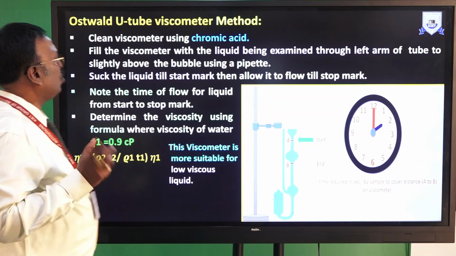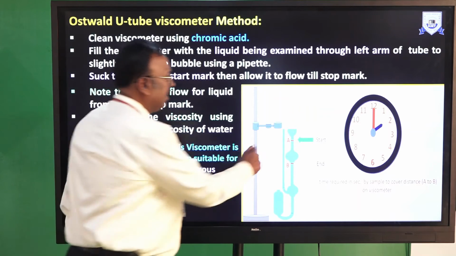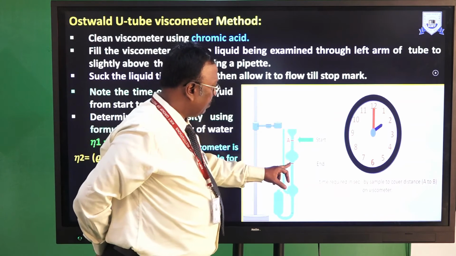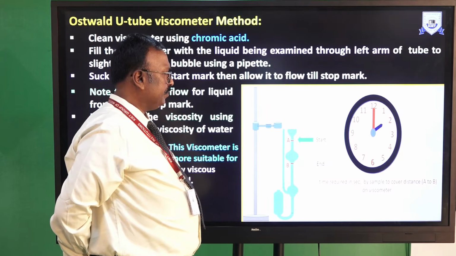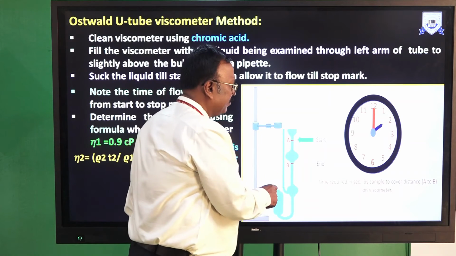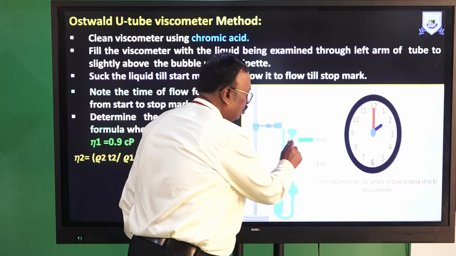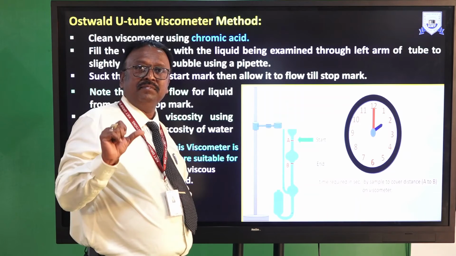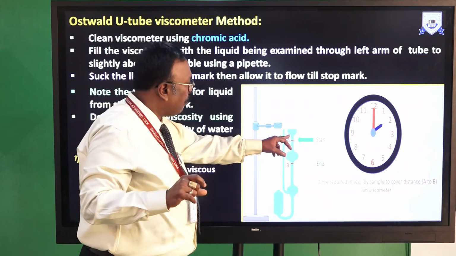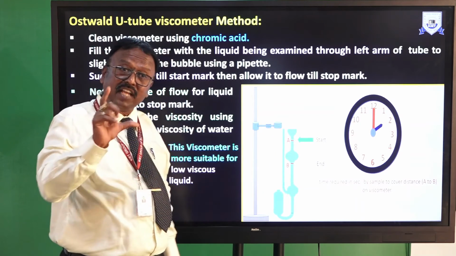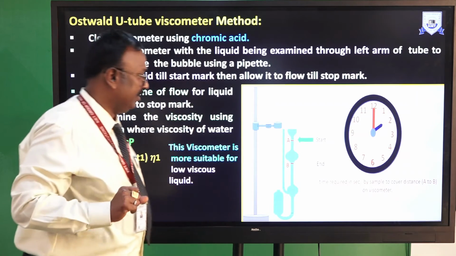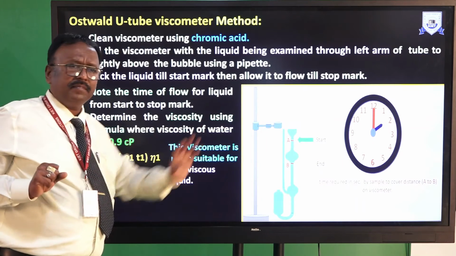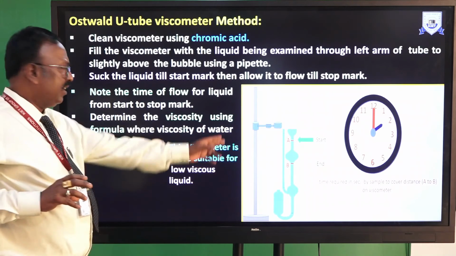We have already described the Ostwald viscometer or capillary viscometer. There are two points in the diagram, point A and point B. This is the capillary tube. We start the time from the liquid passing through point A to point B. How much time does the liquid take to flow from point A to point B? That time is important, and that time is noted. First, take the capillary viscometer.